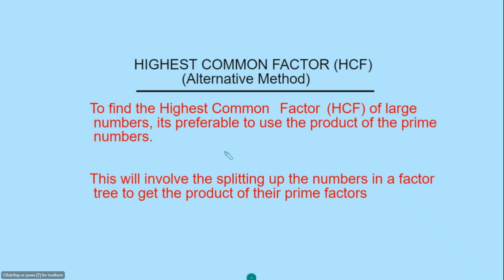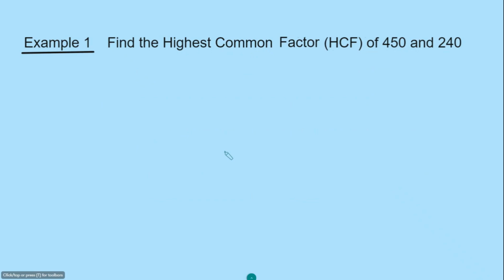In this video, you will be learning how to work out the highest common factor, an alternative method of working out the highest common factor of large numbers. To find the highest common factor of large numbers, it's preferable to use the product of the prime numbers. Now, this will involve splitting the numbers in a factor tree to get the product of the prime numbers. So, to start, we're going to look at the first example.